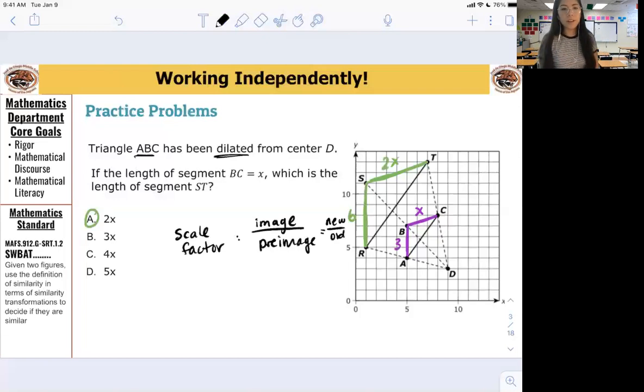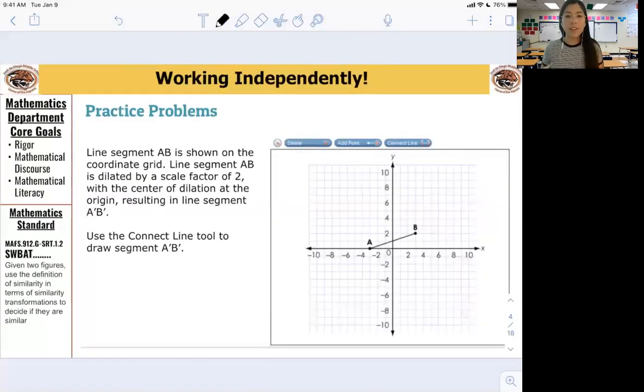Any questions on that? If it was the other way, let's say RST was the pre-image and it shrunk, what would be the scale factor? 1/2. All right.